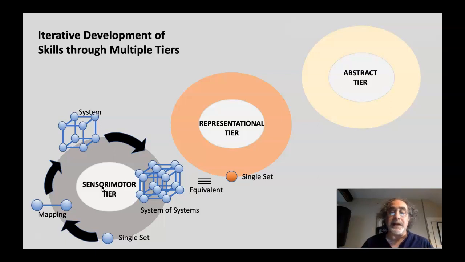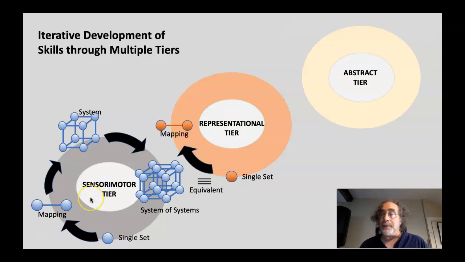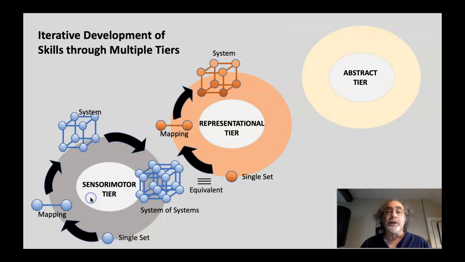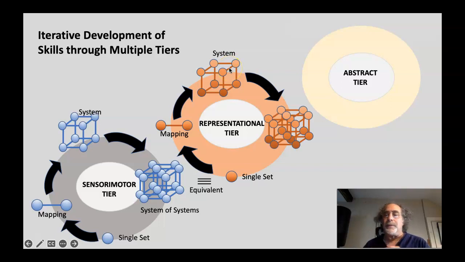And then the iterative process continues. It moves to a mapping: I can relate two thoughts. It moves to a system: I can relate two relations of thoughts into a complex system. Here is the Piagetian level of concrete operations. If you will, here's the sensorimotor period for Piaget. Here's the pre-operational period for Piaget. Here's the concrete operational period of Piaget. And then the next one, when we're able to put together multiple representational systems, the representational tier turns into the abstract tier. A system of representational systems becomes the first level of the abstract tier.